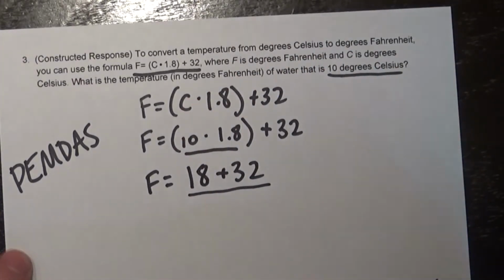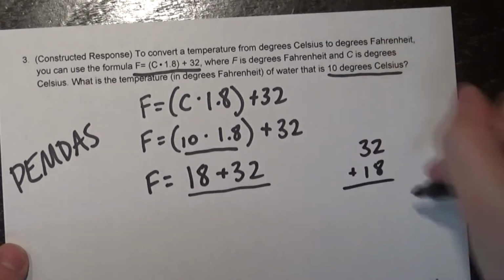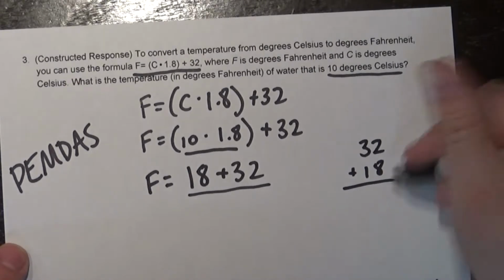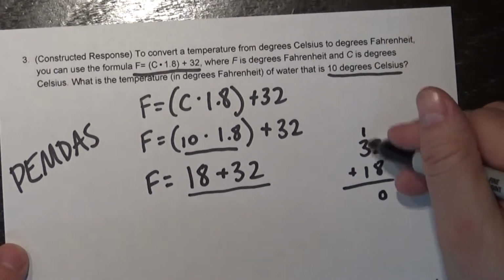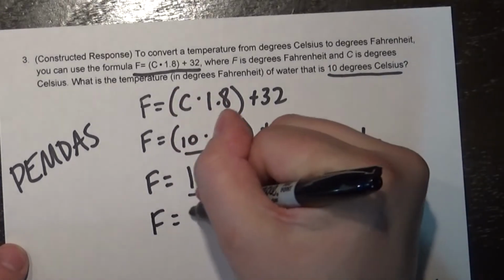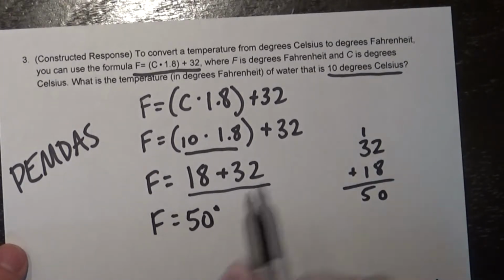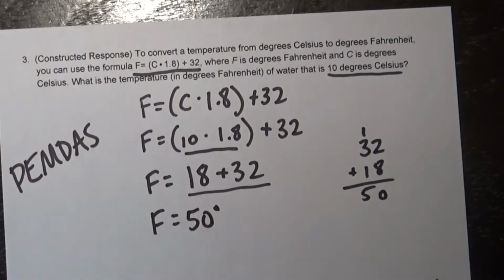If I'm not sure what 18 plus 32 is, don't be afraid to break it off to the side and do the math. All right, just to show you, 8 plus 2 is 10. And then 3 plus 1 plus 1 is 5. So F equals 50, and that would be 50 degrees in Fahrenheit. So I'm going to put the little degree sign that's like a little circle floating up there, or you could write out degrees. Again, PEMDAS is key there, and we're just using the formula that they give us.